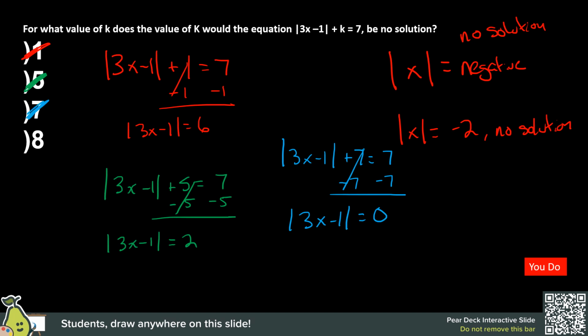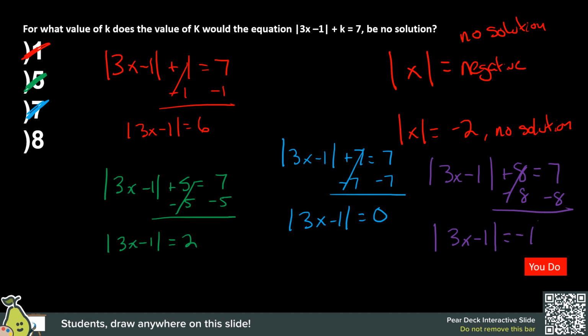So by process of elimination already, we know that the answer has to be 8, but let me prove it to you. If I put the absolute value of 3x minus 1 plus 8 equals 7, if I subtract 8 from both sides, I get the absolute value of 3x minus 1 equals negative 1. This negative here makes all of this no solution.